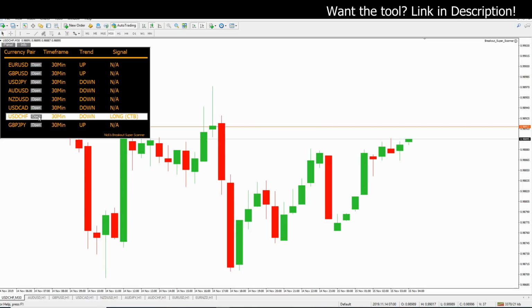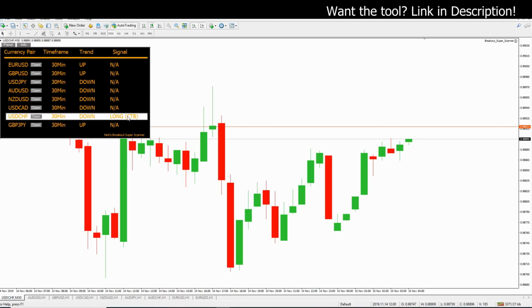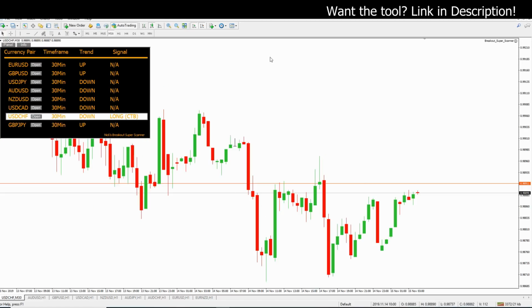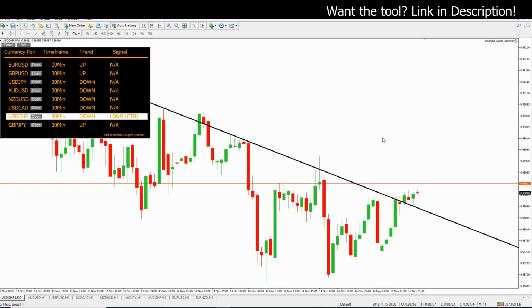Dollar Swiss, you can see we can go through any of these charts, but on Dollar Swiss we have a long counter trend break. What this means is that currently the market is trending to the downside. You can see we have a very clean downtrend going on in this market, but it looks like the market is trying to trade higher. It's trying to break out to the long side here. And the idea here is that the tool has scanned and found this setup for us so that we don't have to go and look through a million charts.